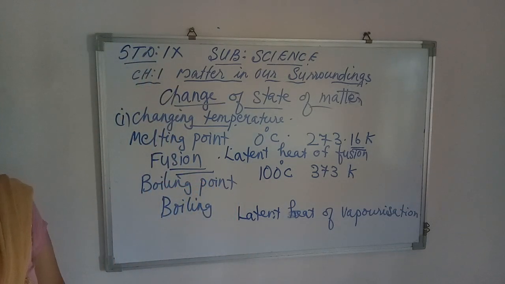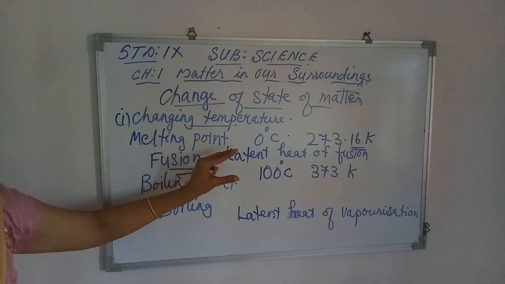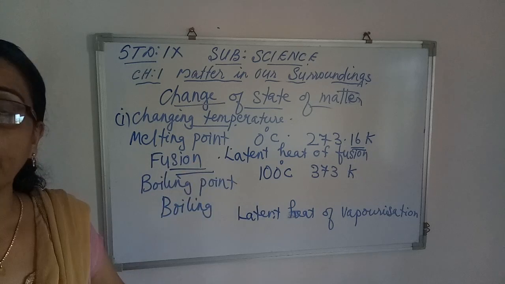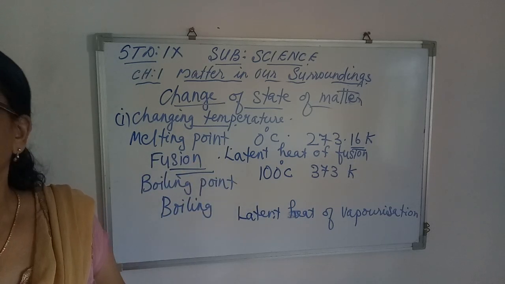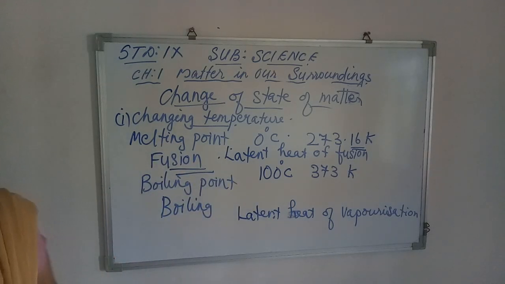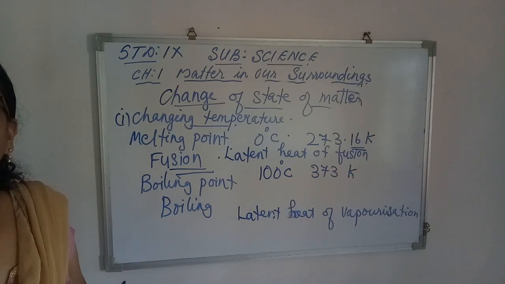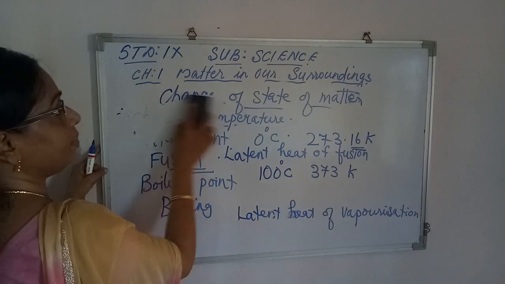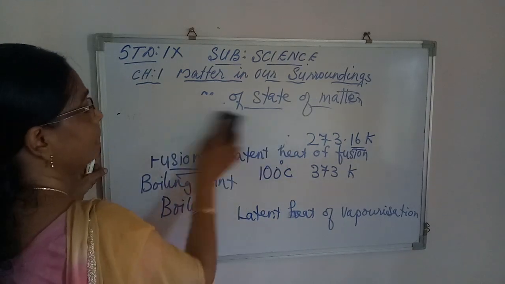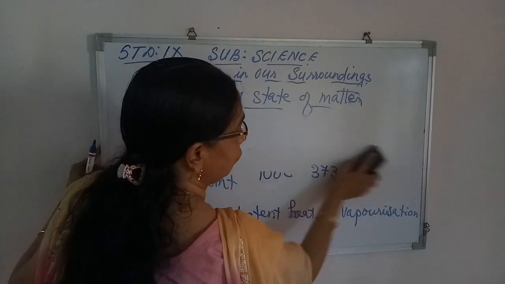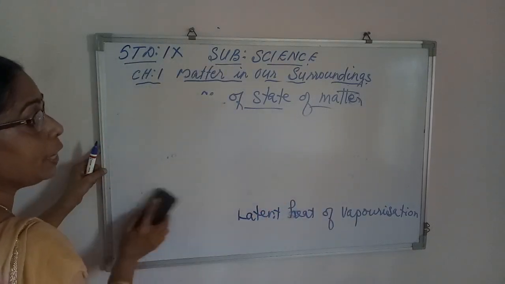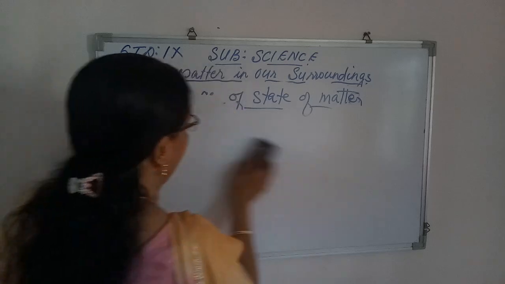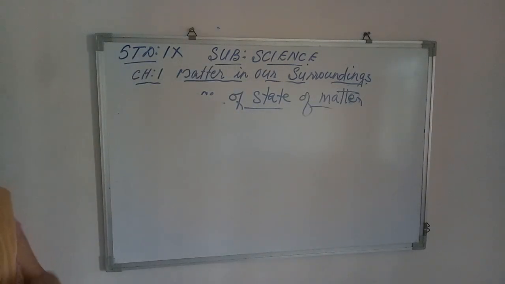There are certain substances. Here, what we are seeing is that when solid is heated, it gets converted to liquid, and when liquid is heated, it gets converted to gas. But you know, there are certain solid substances that go directly into the gaseous state without entering the liquid state. And this phenomenon is called sublimation.